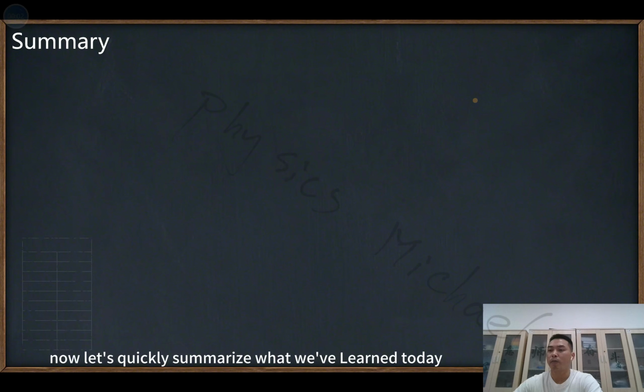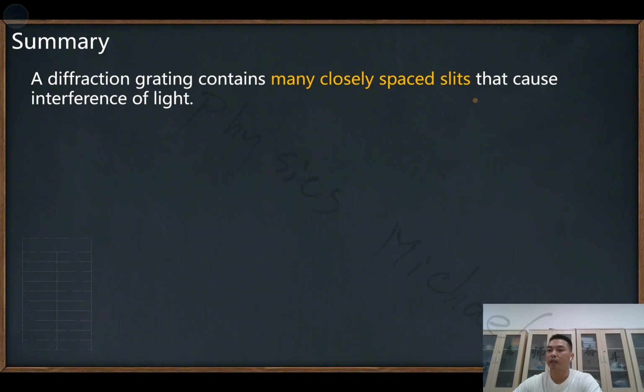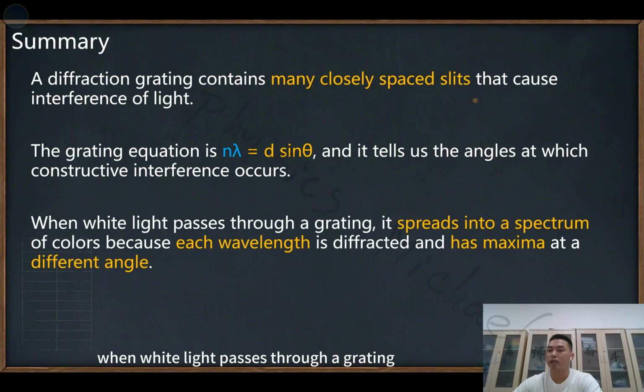Now let's quickly summarize what we've learned today. A diffraction grating contains many closely spaced slits that cause interference of light. The grating equation is n lambda equals d sine theta, and it tells us the angles at which constructive interference occurs. When white light passes through a grating, it spreads into a spectrum of colors because each wavelength is diffracted at a different angle. This process is called dispersion.